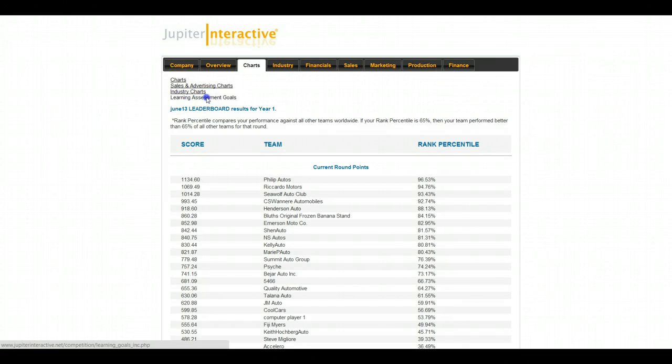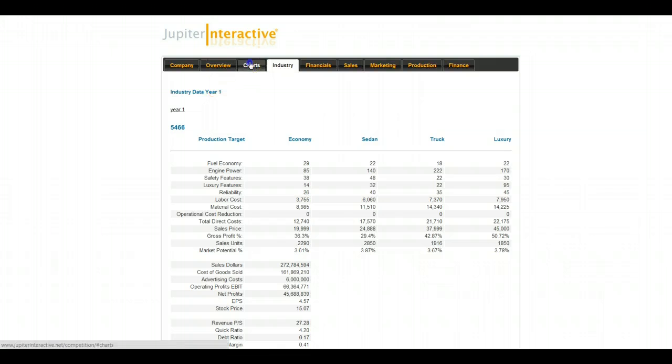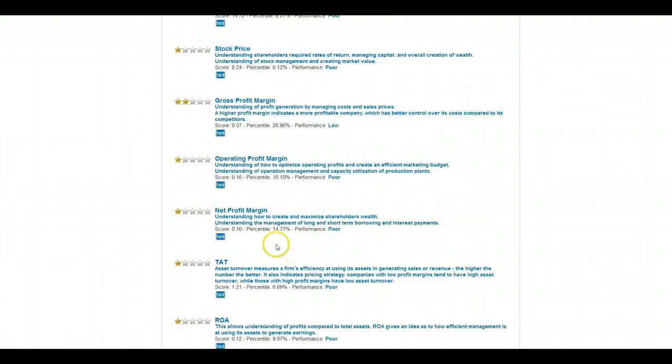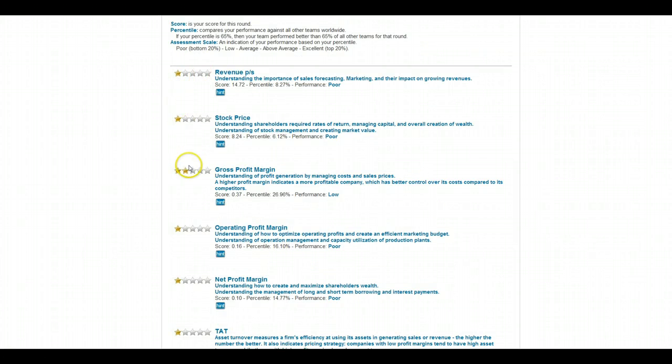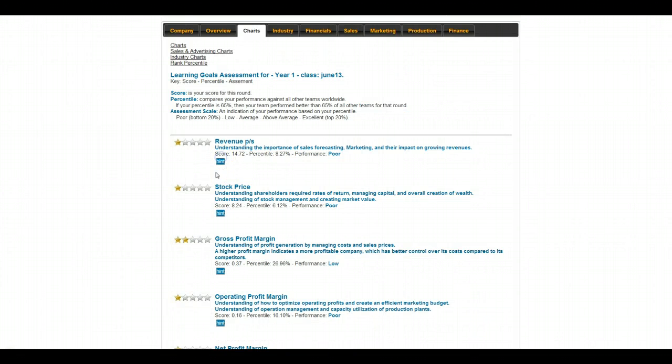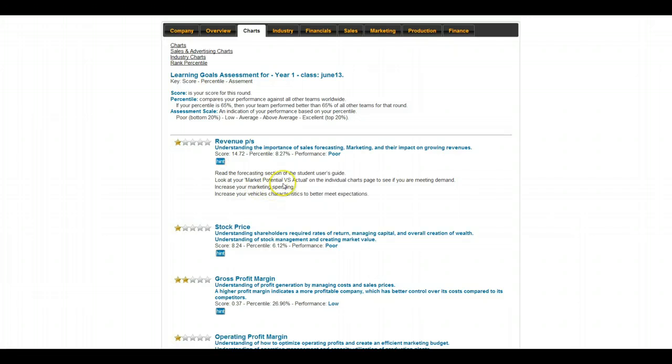All right. So let's go to something here called assessing learning goals. For me, I scored 1 star in most categories, and they have a hint here. Read the forecast section of the student user guide. Look for your market versus actual. That's the chart I was telling you before with the blue and the pink. Increase your marketing spending. Increase your vehicle characteristics to better meet expectations. So there are ideas of how to improve my revenue, and my performance is poor.